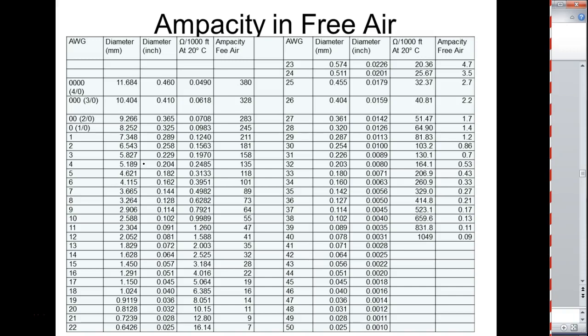So this one says 20 degrees centigrade. So this is actually a better one. Free air, which means it's uninsulated, operating at 20 degrees centigrade, which is around 68 degrees. Then the 24 gauge wire, which we deal with a lot, has 25.67 ohms per 1,000 feet. This is copper. This is not aluminum. I wish they would put that on the chart too.